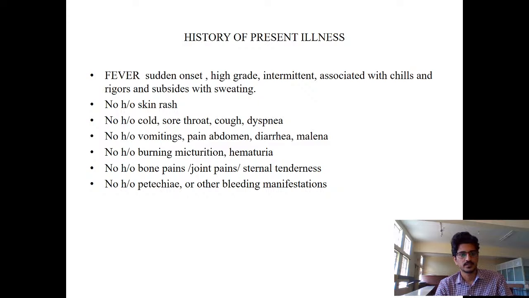Okay, and there is no history of any skin rash. So the fever is not associated with any rash, so it's not looking like a viral exanthem, and no history of cold, sore throat, cough, or dyspnea. So respiratory complaints are not there, and there is no history of vomiting, pain abdomen, diarrhea, or melena. No history of burning micturition or hematuria. No history of bone pains, joint pains, sternal tenderness. No history of petechiae or other bleeding manifestations. So most of the things here point to no other system being involved.